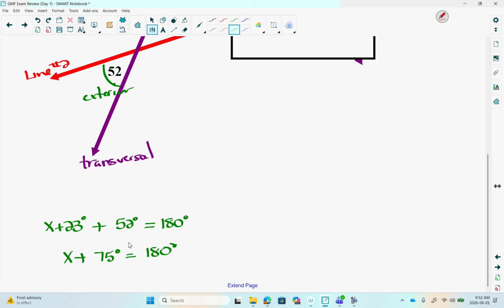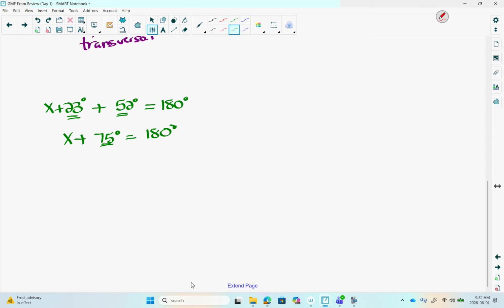75 degrees. I just added those together. And then what should you do to get x by itself? Subtract 75 degrees from both sides. And what's 180 minus 75? X equals 105 degrees. So if I know what x is, solve that part.